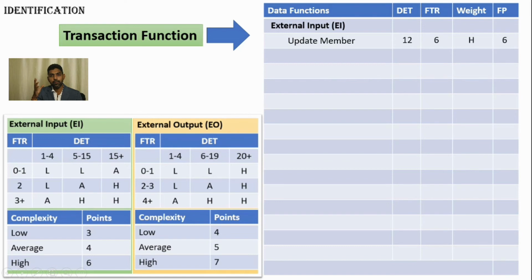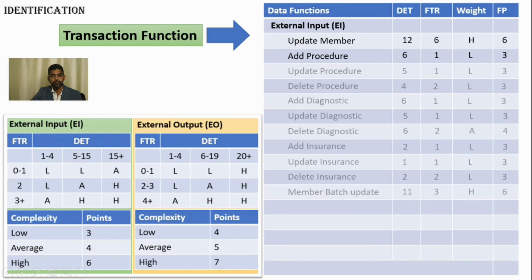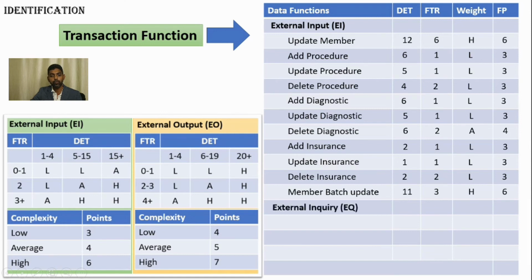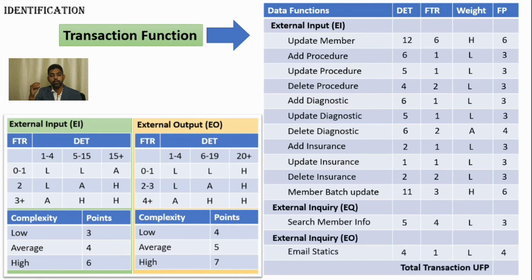In a similar manner, we have to do this for all the other transaction functions. Add procedure: 6, 1, L. So add procedure is an EI function. 6 and 1 is a low. Low is a 3. So I have identified all the transactions that are happening, and the same process I am going to follow to identify the function point. The same thing we have to do for EQ and EO. So finally, we have to come up with the total transaction function points, that is unadjusted.